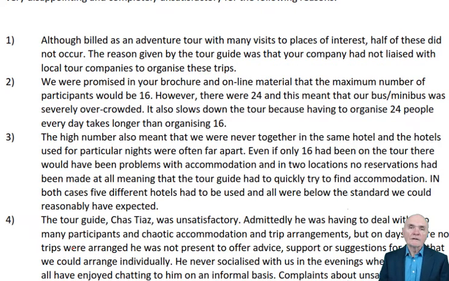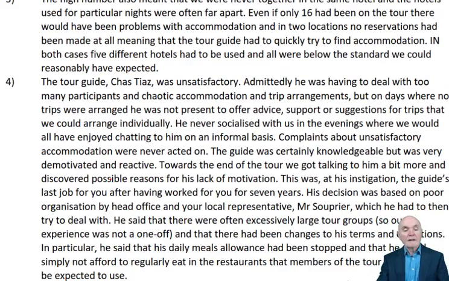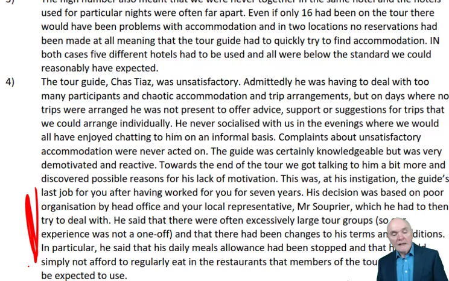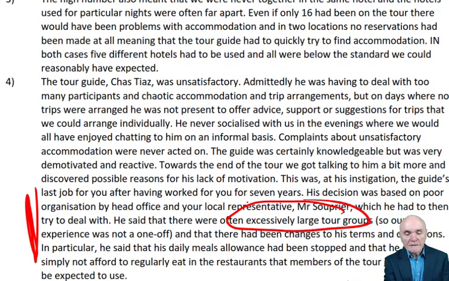Accommodation was difficult, first of all because of the large number of people trying to get into one hotel, and also because the hotel bookings seemed to have gone astray in some way, and we ended up all over the town. Our guide, Chaz Tears, seemed to be really hacked off about something, very unsatisfactory, very demotivated. Initially it might have been thought that he was just a bad guide or in a bad mood, but later on we see that there are some difficulties with the local rep, and the guide was also finding it quite difficult with very large tour groups.